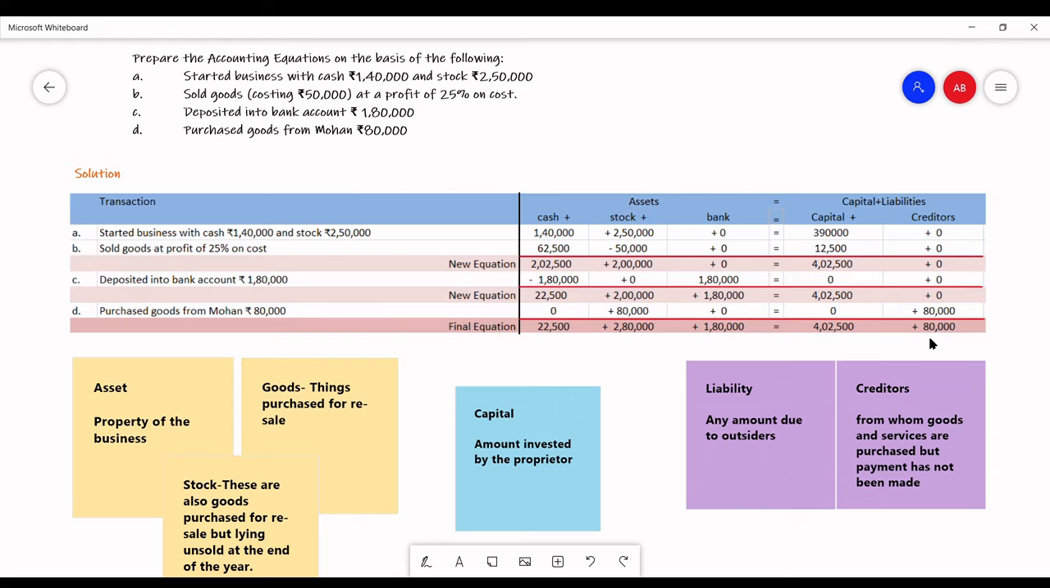Now, to verify whether you have solved the problem correctly or not, you can at any point of time verify your equation. If your left hand side balance, that is the total of the assets, is equal to the capital plus the creditor's balance, you will get to know that your sum has been done correctly. And now for your reference, there are some notes I have added. Kindly go through them for a proper understanding.